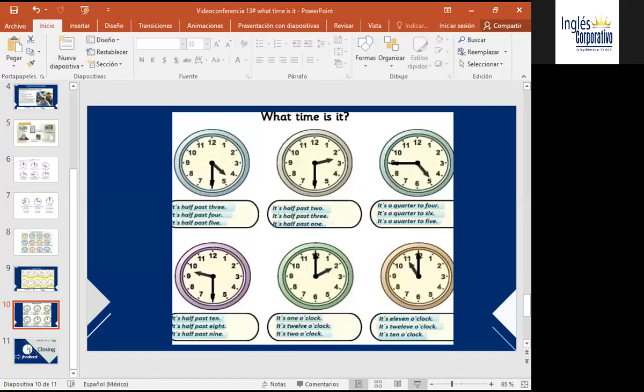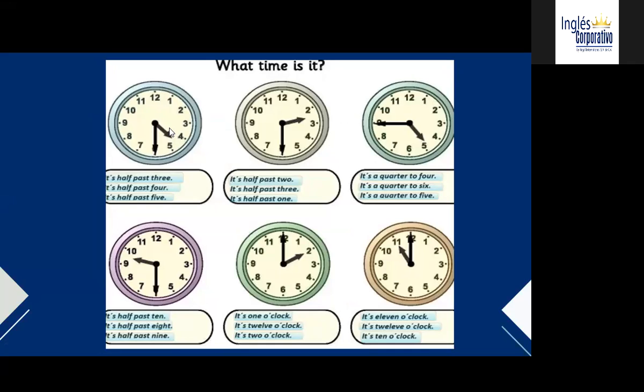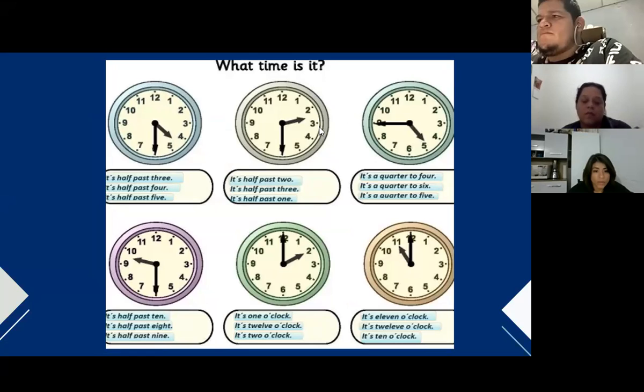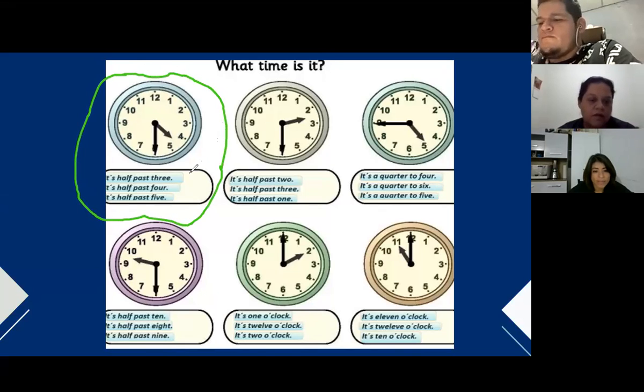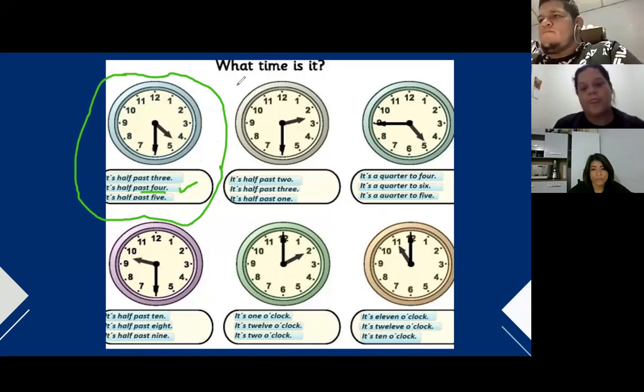Bien. Let's see the exercises. Let's go with the first one. Veamos. Look at the following exercise. I'm going to use a different color. I love this color. Okay, look at this one. What time is it? It's half past four. Okay, good. Half past two. Y este que está aquí con color amarillo, yellow is the color.